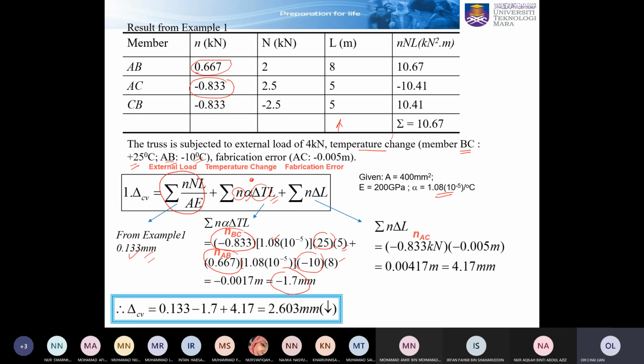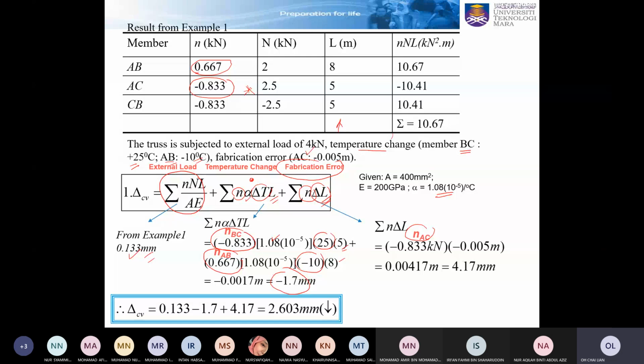Okay, let's move on to fabrication error. How to use this formula? This formula is still N. Look at which member is affected. Now only member AC has fabrication error, the rest do not. So we can go to find where member AC is, still from here. Then the L, the delta L, the change, the difference of the length, the change in length.